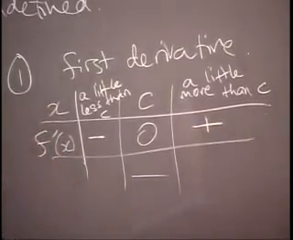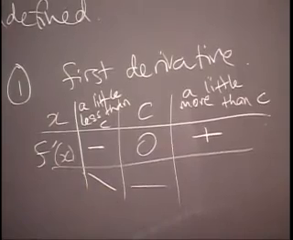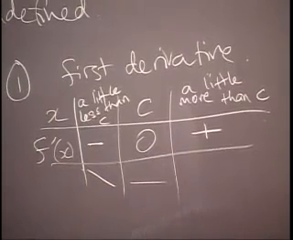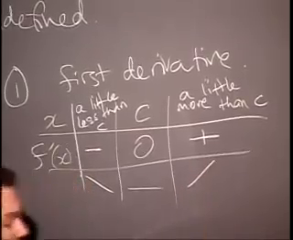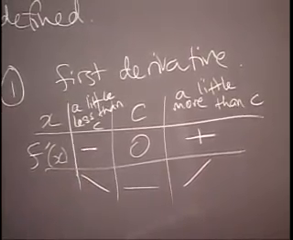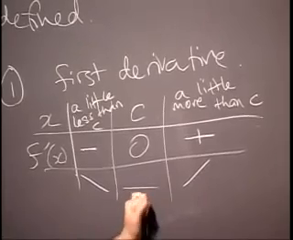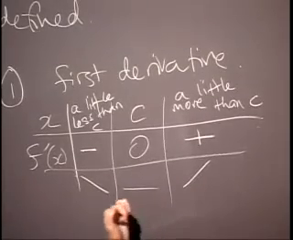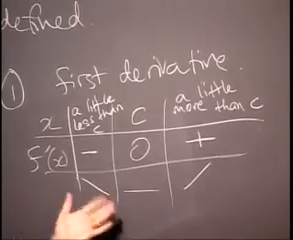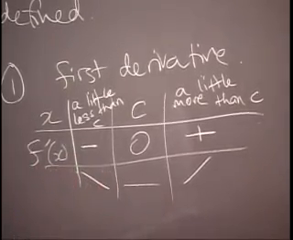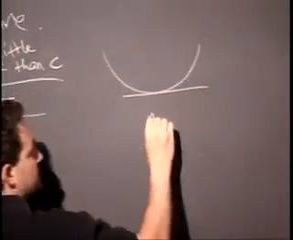So when we're a little bit to the left of c, the slope is negative. That means the function's going down. But when we're a little bit to the right of c, in this case, the function is going up. This must either be a local minimum, local maximum, or a horizontal point of inflection. Well, which one is it? It must be a minimum. So this would give a minimum at c.